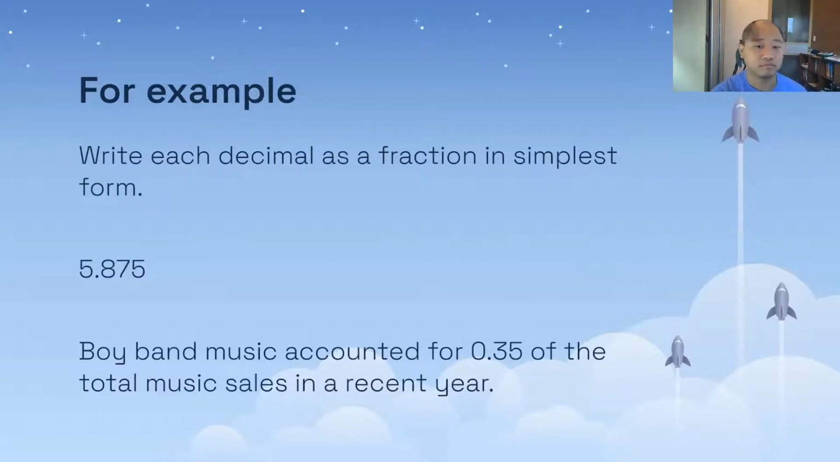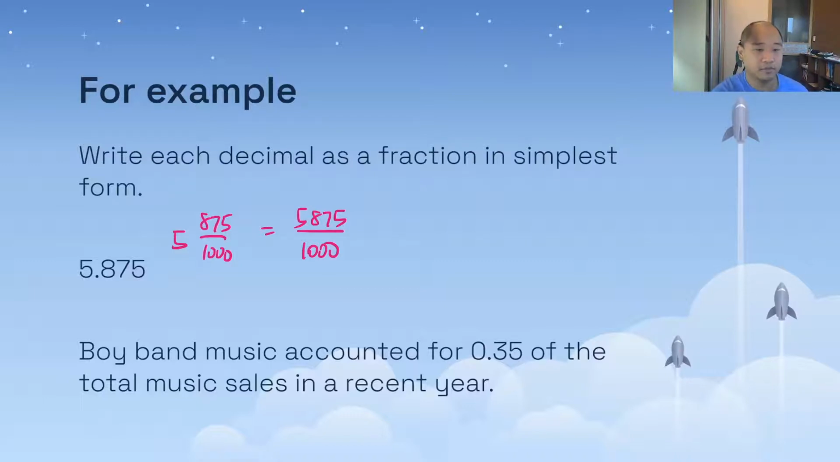So, I want you to do these on your own now. Welcome back. All right. So the first one is 5 and 875 over 1,000, which is 5,875 over 1,000.